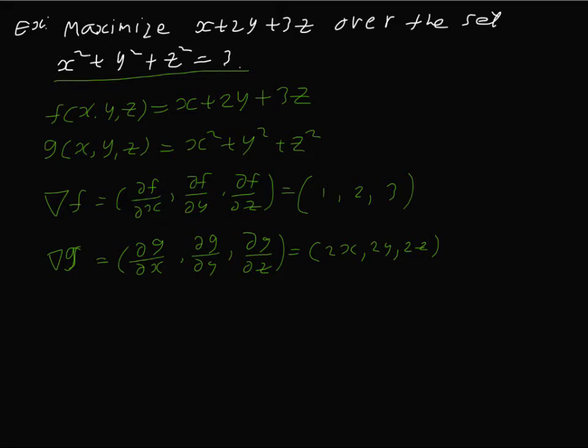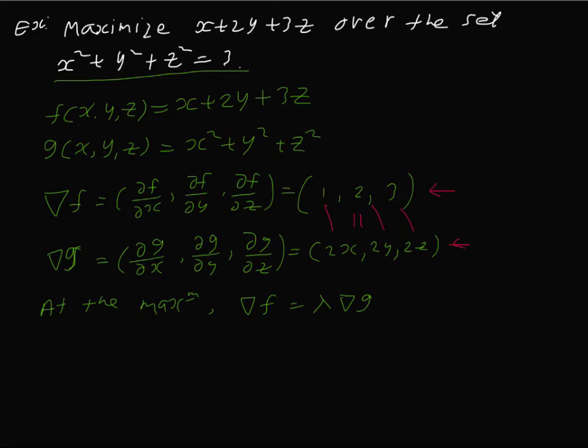Then we can make these two equal, actually, at the maximum point. Let me write this down. At the maximum point, these two should be equal. If these two are equal, then these two must be equal, since these are vectors. So these components should be equal, and these two, and these two.